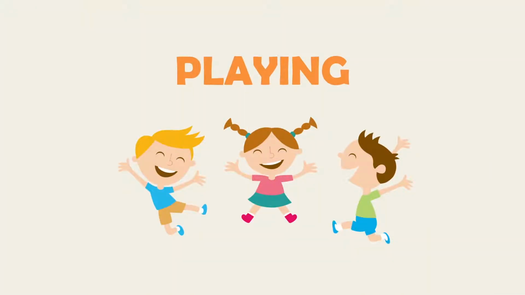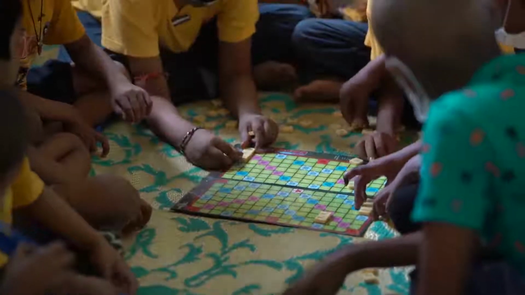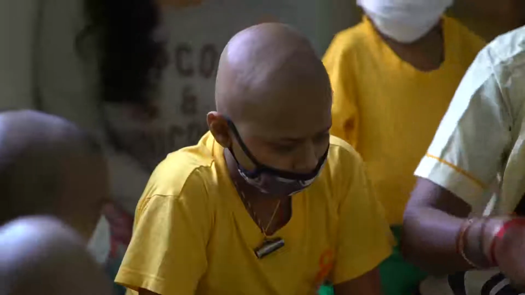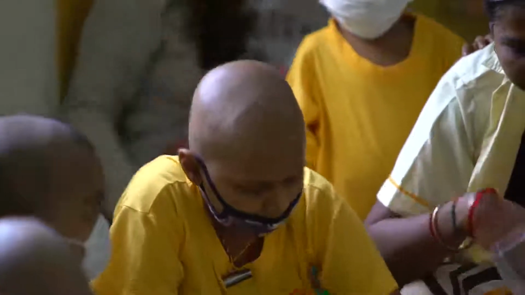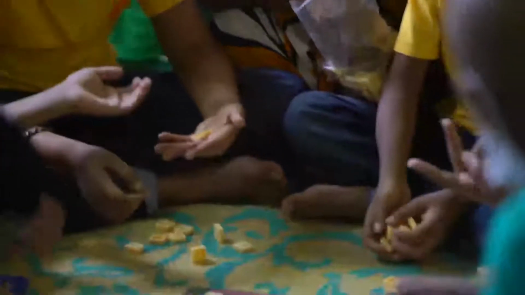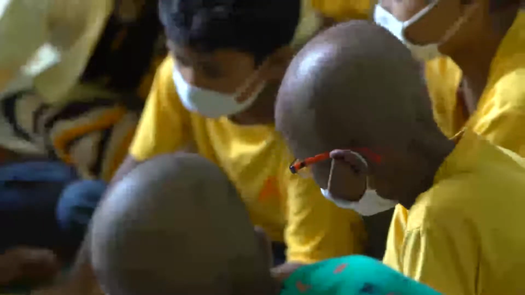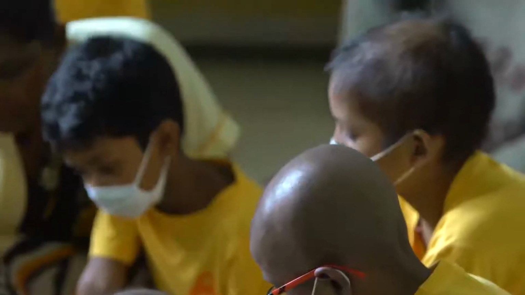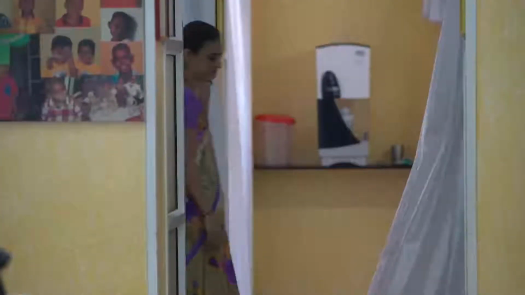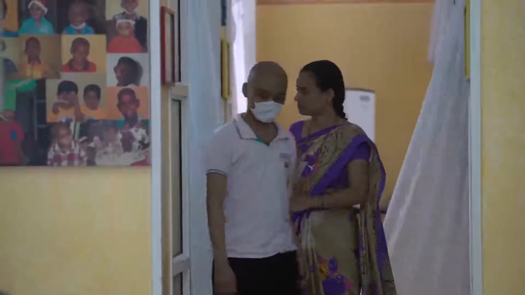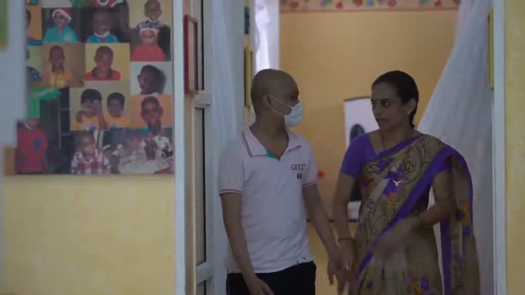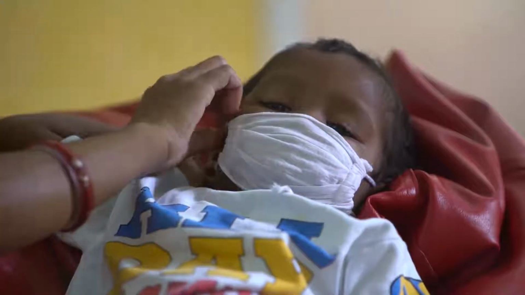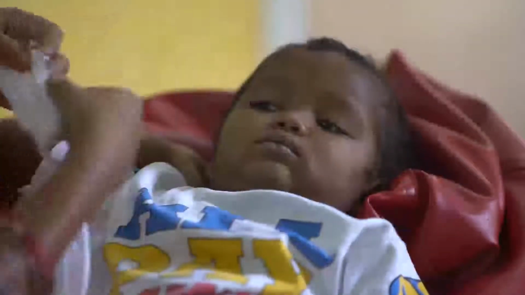Playing. While playing and being active is very important for the child during treatment, take the following precautions to ensure that the child remains safe. Encourage the child to wear a face mask when outside the home to prevent infection. Wear a mask when visiting the OPD or other crowded places. Change the mask twice a day with a clean, washed mask.